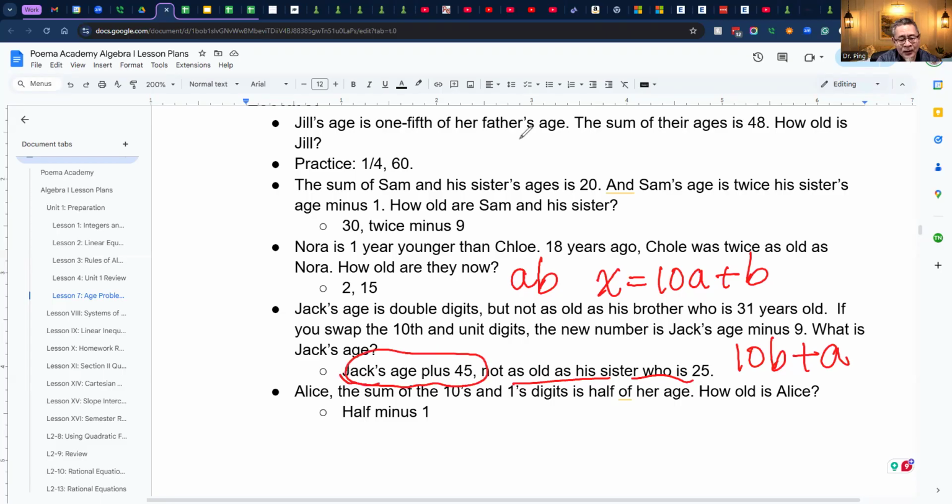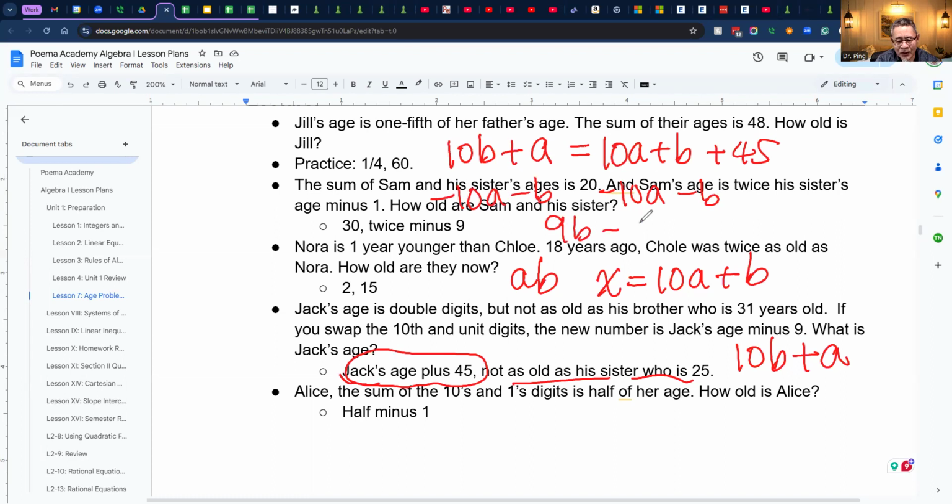Well, let's see. We're going to have 10B plus A is 10A plus B plus 45, because that's what told us: the new number is Jack's age plus 45. And we did the same thing. We subtract 10A and B on both sides. So what we got is 9B minus 9A equals 45. If we divide by 9 on both sides, then B minus A equals 5, so B is A plus 5.